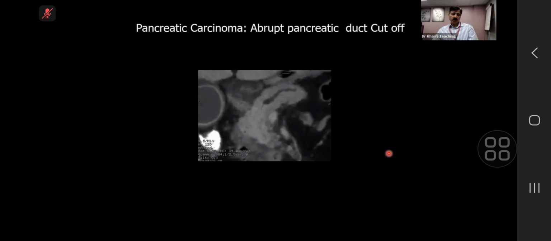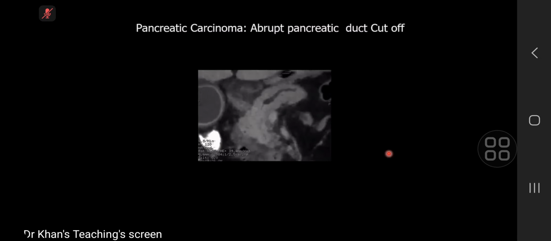Candidate 6. Yes. This is abrupt pancreatic duct cutoff. What is the significance of this sign? It can represent a tumor.